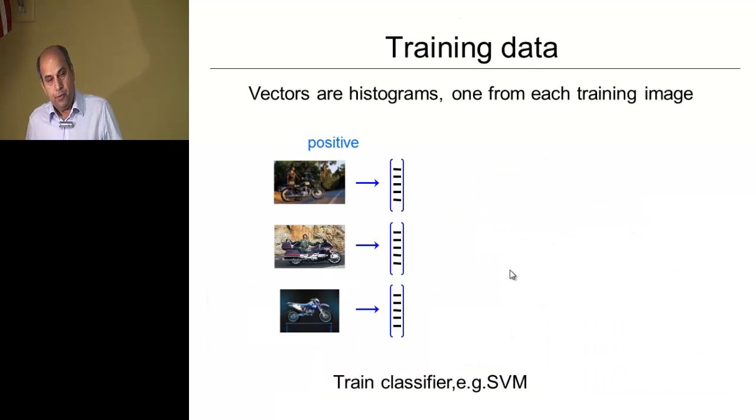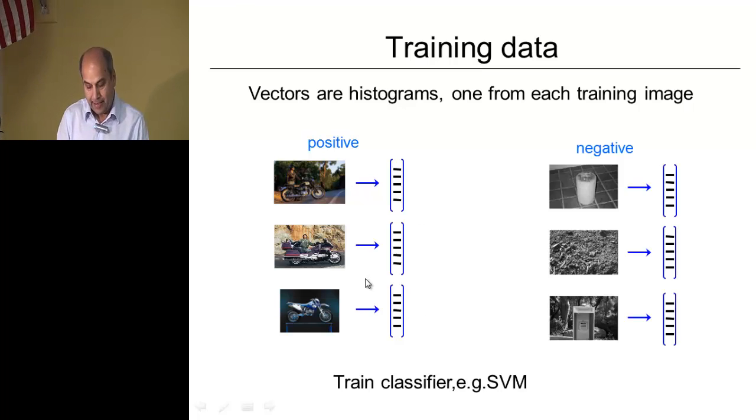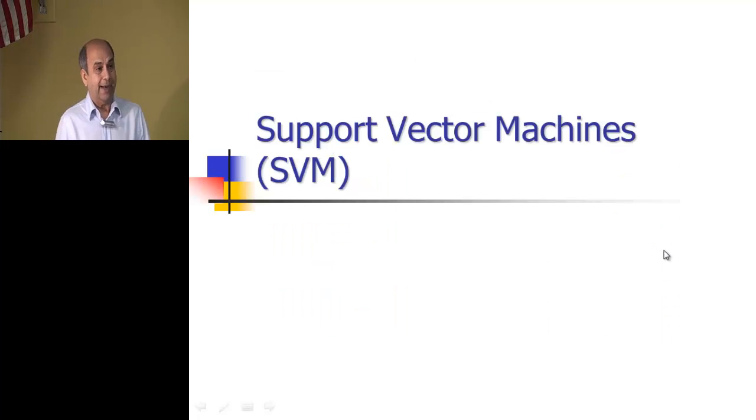Whenever we want to learn, it requires data, training data. We will take positive examples, like a motorbike, and find this representation as a histogram with a bag of words. There's one vector for each example. And then we will have negative examples which are not bikes, like that. Then we want to classify them. We want to learn the classifier.